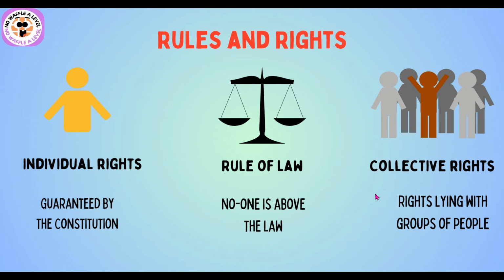Rules and rights. Individual rights are rights as guaranteed by the Constitution. For example, freedom of speech. Collective rights are rights as lying with groups of people. For example, the right for trade unions to go on strike. The rule of law is a principle that the law applies to everyone, even those who govern. And how effective this is in reality versus theory can be debated.